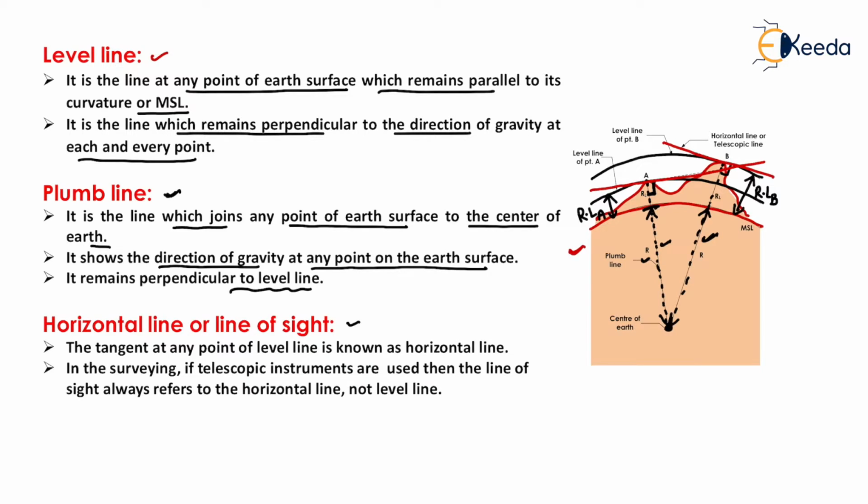Now the tangent at any point of level line is known as horizontal line. It means that the horizontal line will be tangent to the level line. In surveying, if telescopic instruments are used, then the line of sight always refers to the horizontal line, not level line. It means that if in surveying we use the telescopic instrument, then the line of sight always corresponds to the horizontal line of sight, not level line.